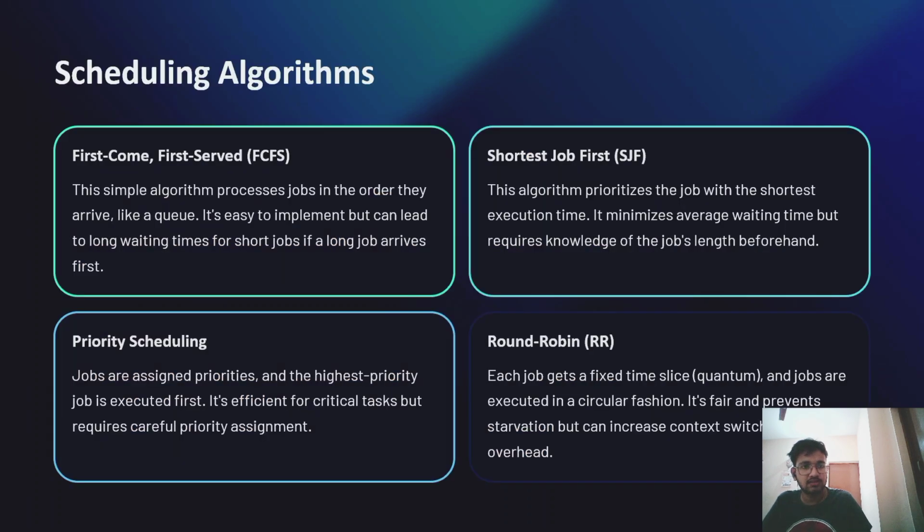Next, we have a few scheduling algorithms, which are FCFS, SJF, and round robin. FCFS is basically first come first serve basis. In first come first serve, the processes arrive like a queue. It's easy to implement, but can lead to longer wait time for short jobs if a long job arrives first. Next, we have shortest job first, in which there are two types, preemptive and non-preemptive. It minimizes the average wait time but requires knowledge of the job's length beforehand.